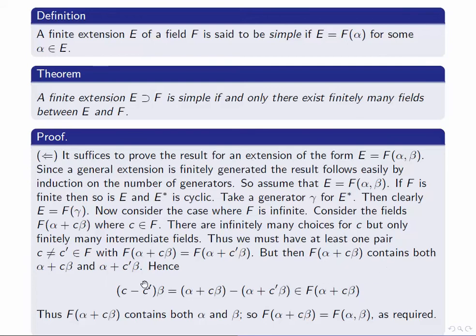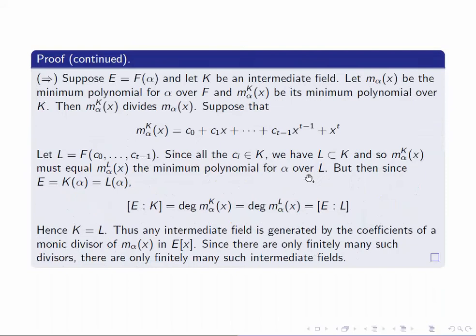But then this field contains both alpha plus c beta and alpha plus c prime beta. And a simple elimination argument tells us that beta has to belong to this field, so alpha belongs to the field. So F of alpha plus c beta is equal to F of alpha, beta as required. So that shows that if there are only finitely many intermediate fields, then the extension is simple. Let's now prove the converse. Let's suppose that the extension is simple, and we will deduce that there are only finitely many intermediate fields.